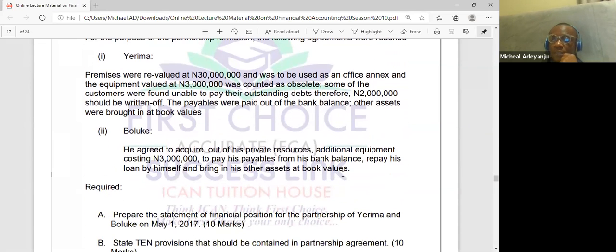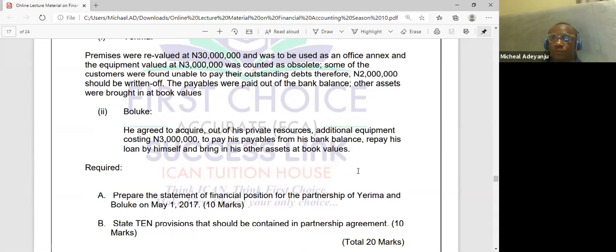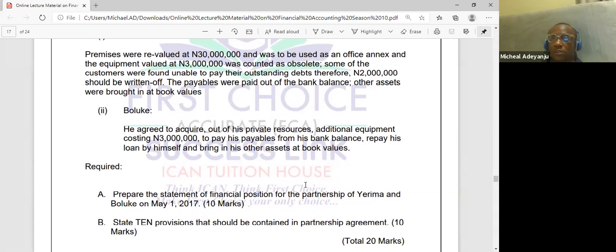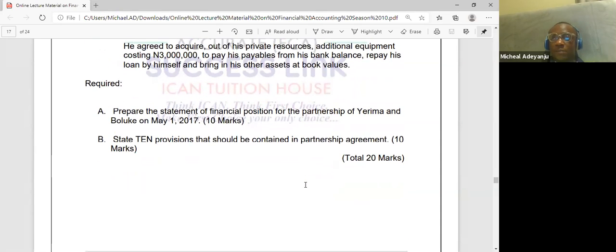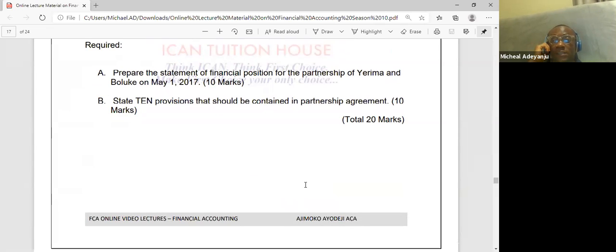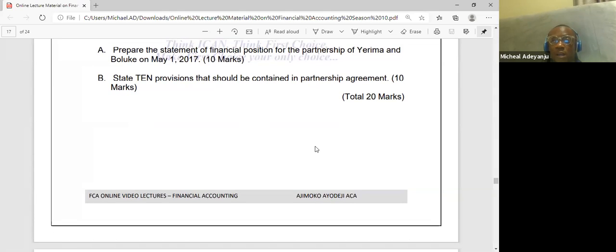For Boluke, he agreed to acquire out of his private resources additional equipment costing 3 million, to pay his payables from his bank balance. He pays his loan by himself and brings in other assets at book value. Required: prepare a statement of financial position of Yerima and Boluke. State 10 provisions that should be contained in partnership agreements.